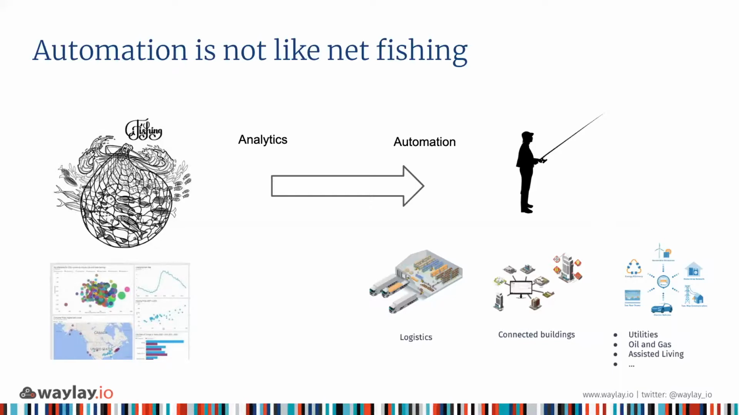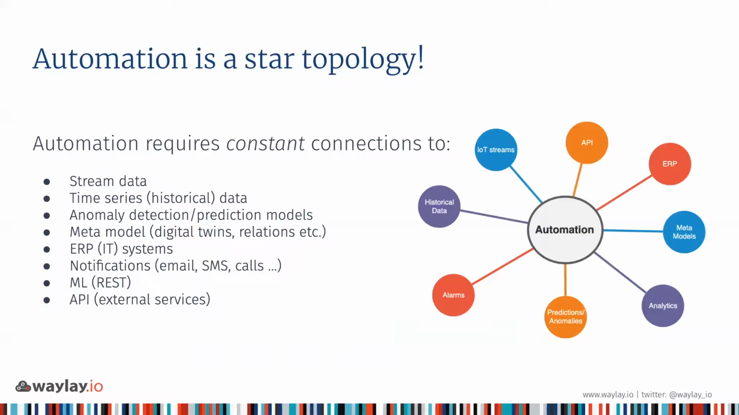Here we are not arguing that analytics is not needed. In context, it's a very important aspect of the IoT. But going from analytics into automation, what people often forget is that automation is a star topology. What we mean by that is that automation requires constant connections to streaming IoT data, time series historical data, anomaly detection and prediction models, and meta models as well, which is also very important. For instance, if you want to switch off lights or the HVAC on a given floor, you need to know these relations as well.